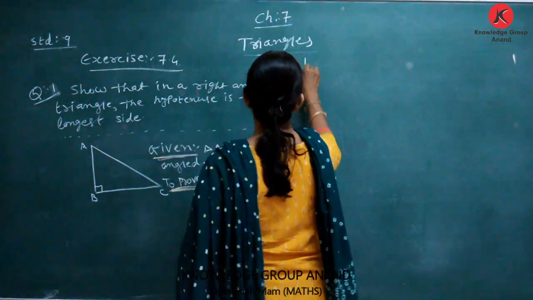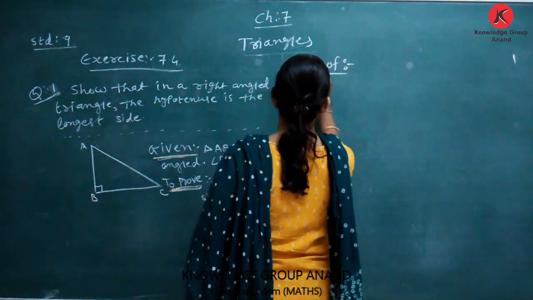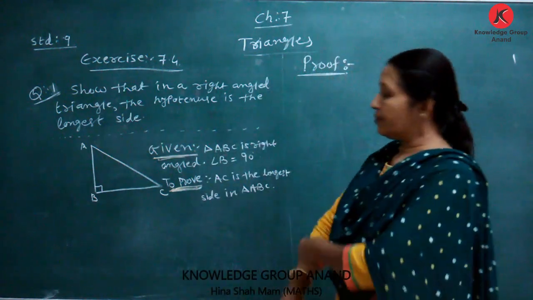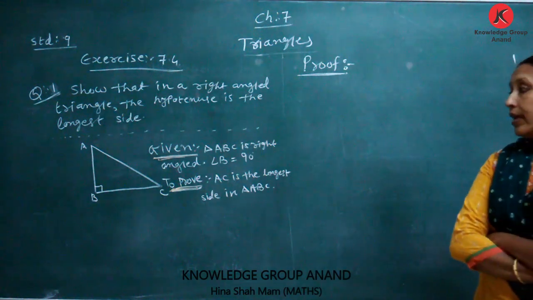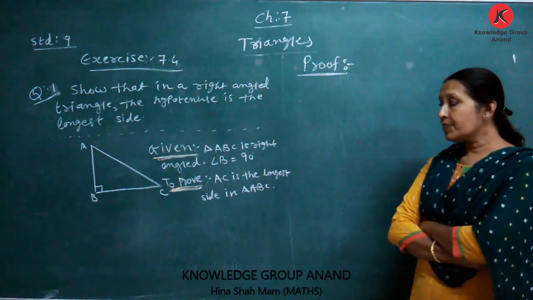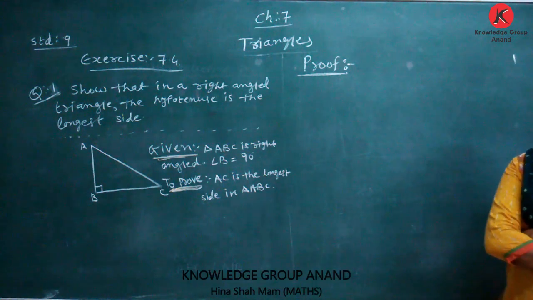Taking right here proof. How do we say that AC is the longest side? First we write angle B is equal to 90.